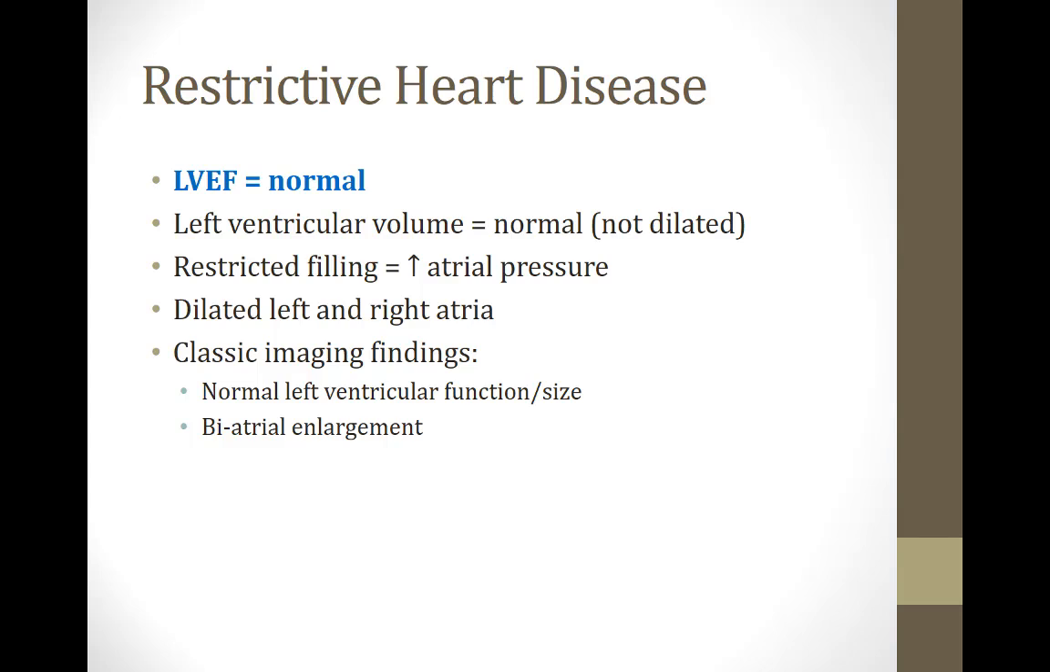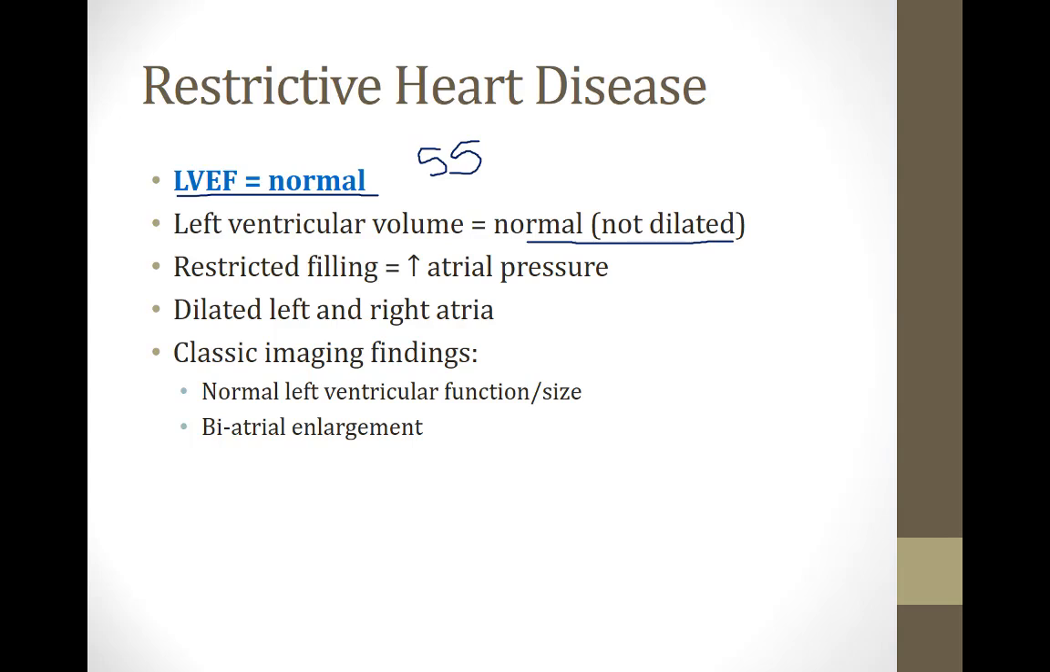But let's talk about what their hearts will look like when you do an imaging procedure like an echocardiogram. First of all, you should know that the hearts of patients with restrictive heart disease have a normal left ventricular ejection fraction. Normal is greater than 55%, and that's what you'll see in patients with these disorders. In addition, if you measure the left ventricular volume, it will be normal. In other words, the hearts of these patients are not dilated like they are in dilated cardiomyopathy.